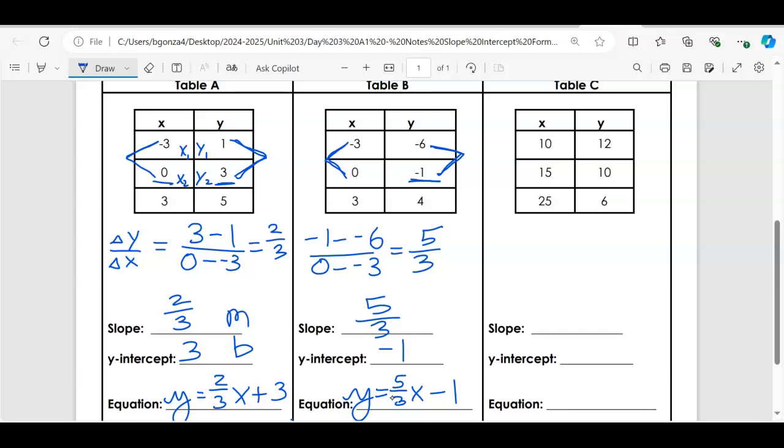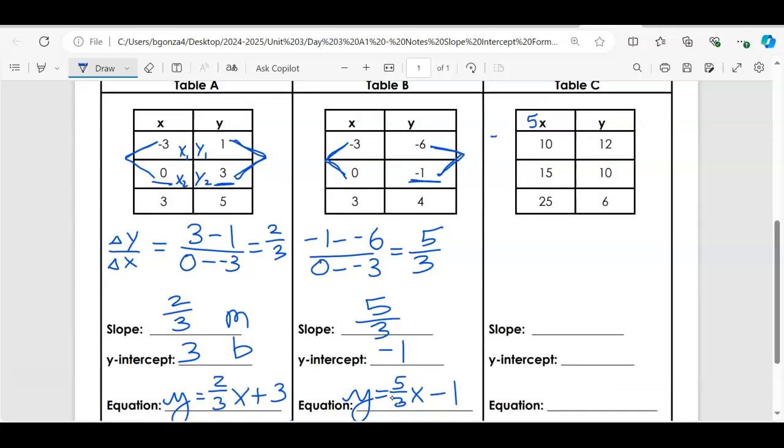Watch this. 15 goes down to 10 by subtracting 5, right? So let's keep that pattern going. Subtract 5. If I subtract 5 again, I'll get 5. If I subtract 5 again, I'll get 0. You see how this works? 15 minus 5 is 10, 10 minus 5 is 5, 5 minus 5 is 0.